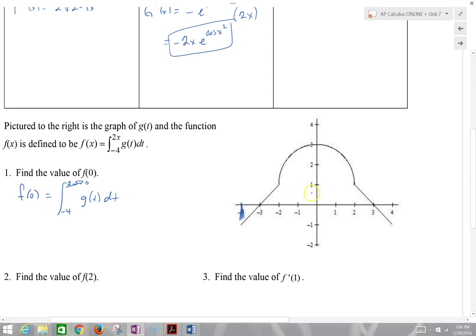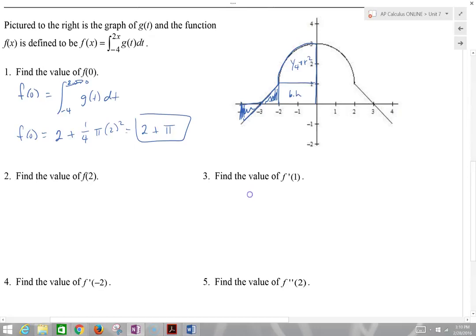So there's negative 4 and 0. And this area is going to cancel out that area. So we end up with a quarter circle, pi r squared, and this is a rectangle, base times height. So then f of 0 is going to equal the area of the rectangle, which is 2 times 1, so that's 2, plus the area of a quarter of the circle, which is 1/4 pi r squared with r equal to 2, which is equal to 2 plus pi.